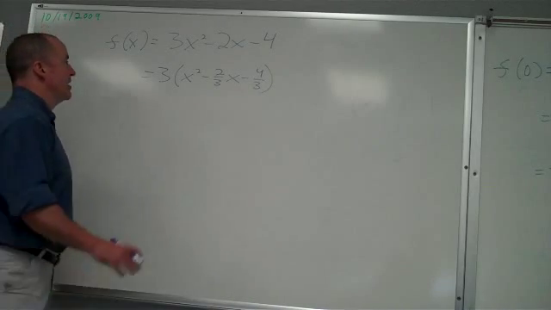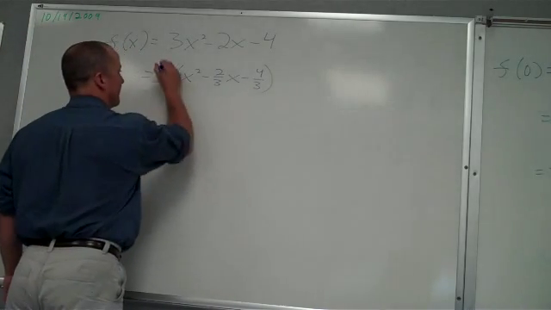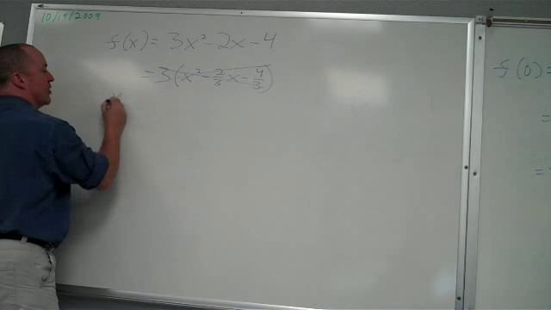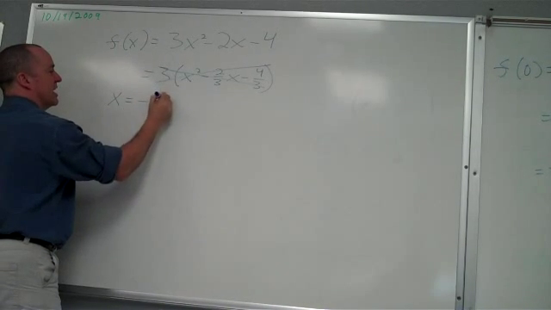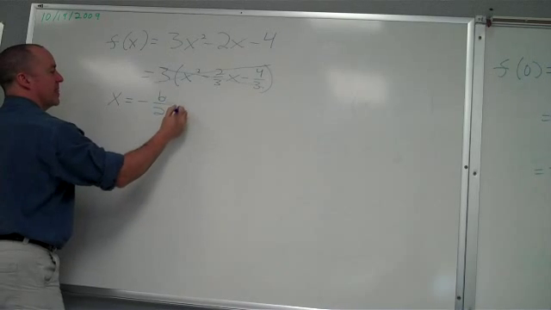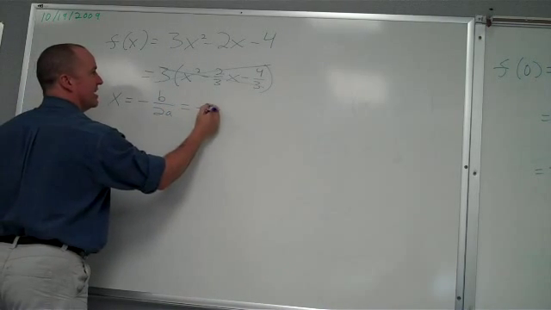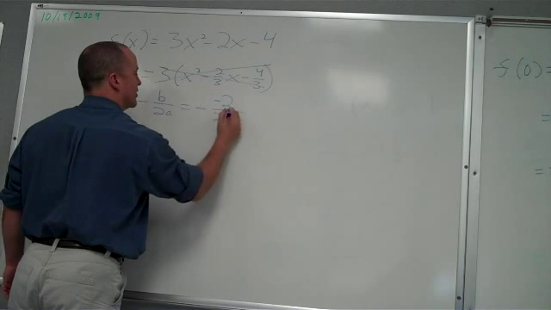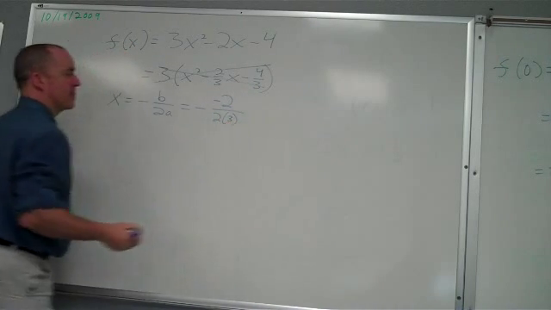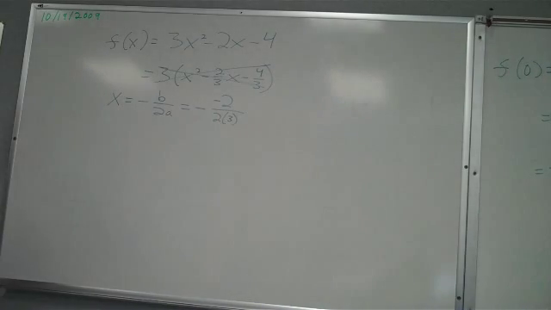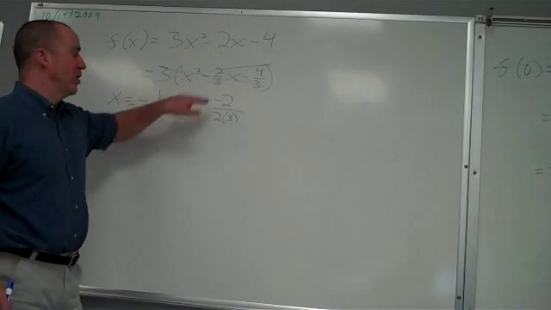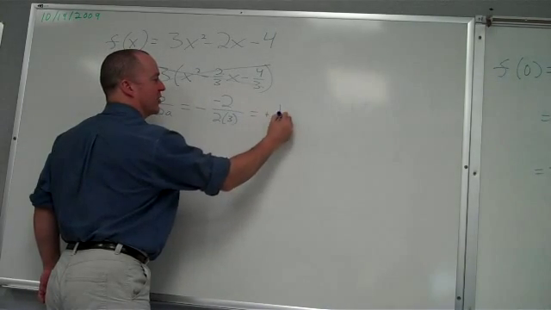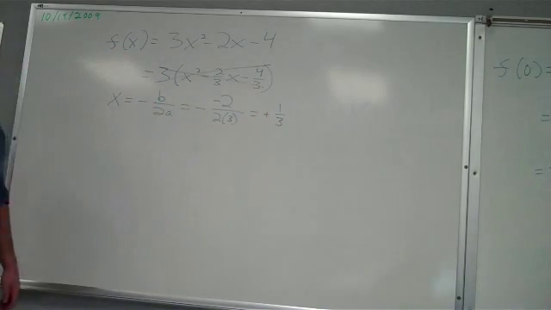Recommended. So instead of this, I would say for the vertex, x equals negative b over 2a, which in this case is negative negative 2 over 2. Isn't it positive 2? Yeah. B is negative 2. The whole thing is negative. It will be positive 1/3 will be my x value.